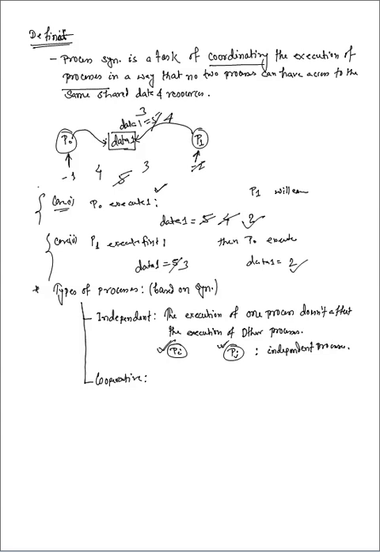Now comes the cooperative process. So a process that can affect or be affected, both the cases, that can affect or be affected by other processes executing in the system, right?